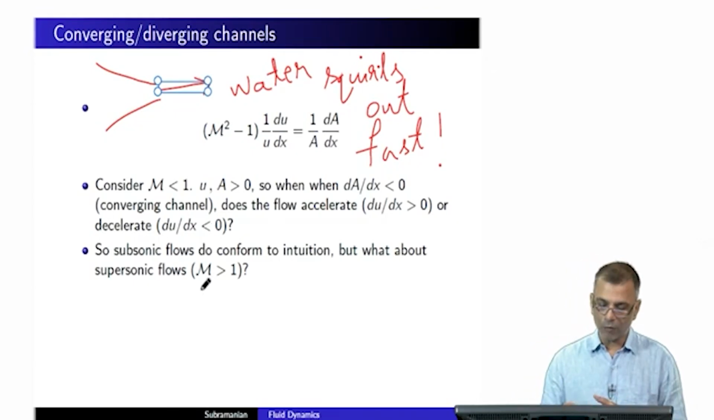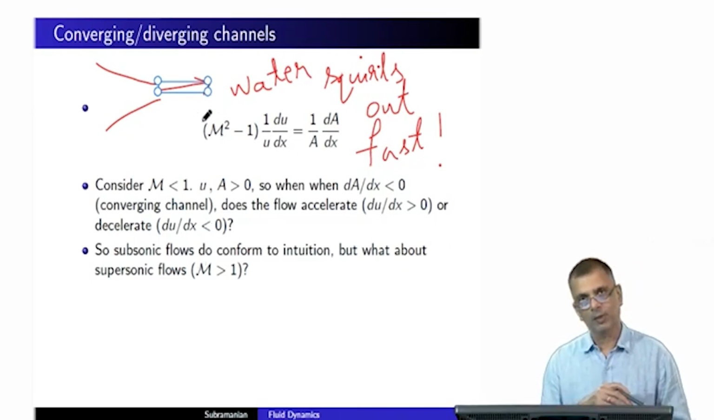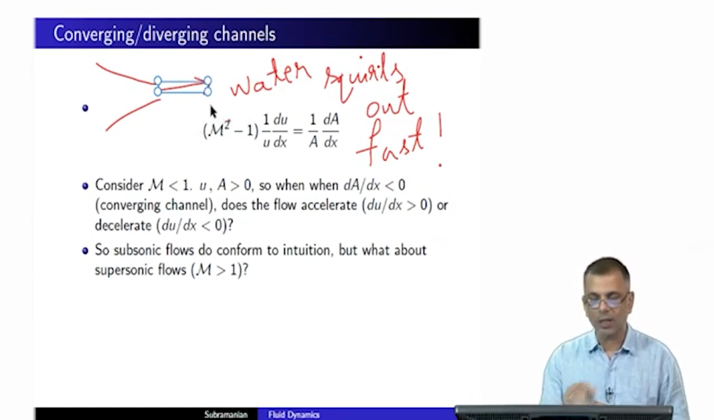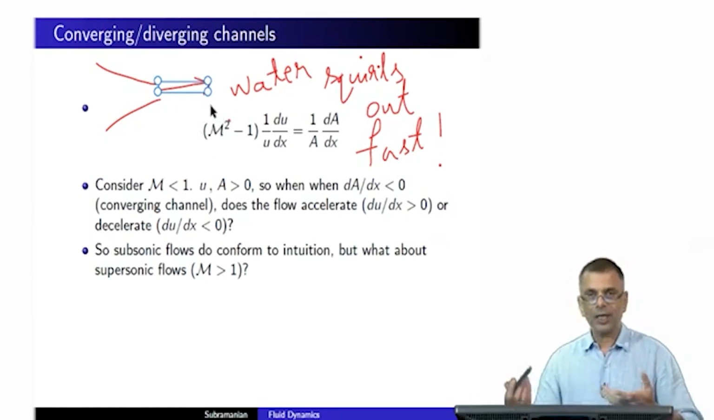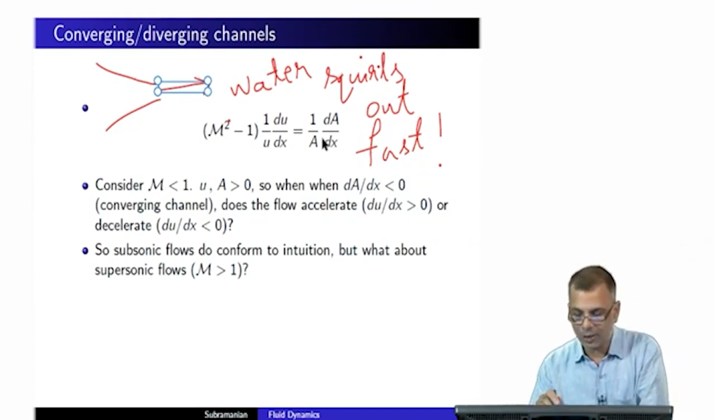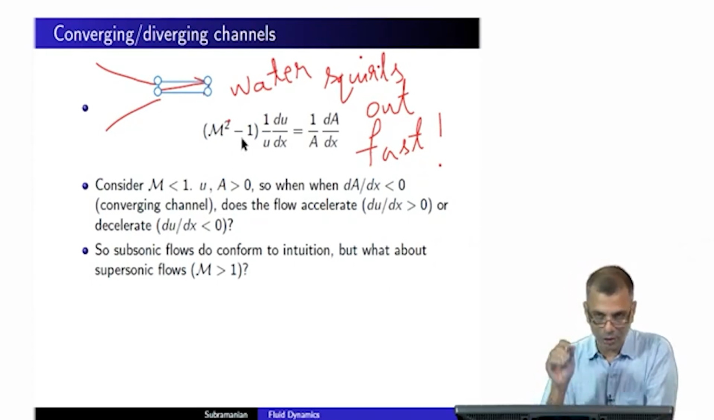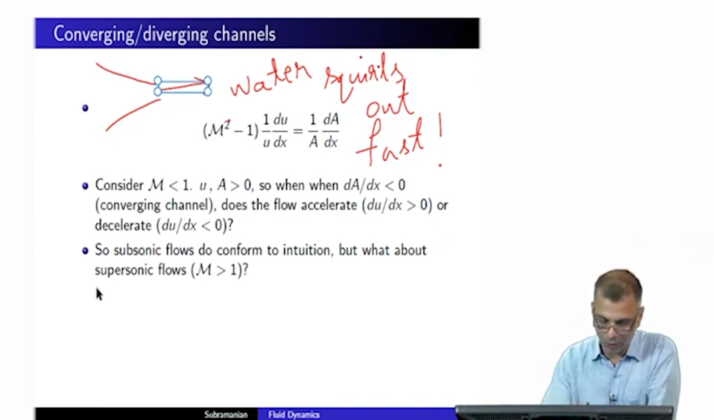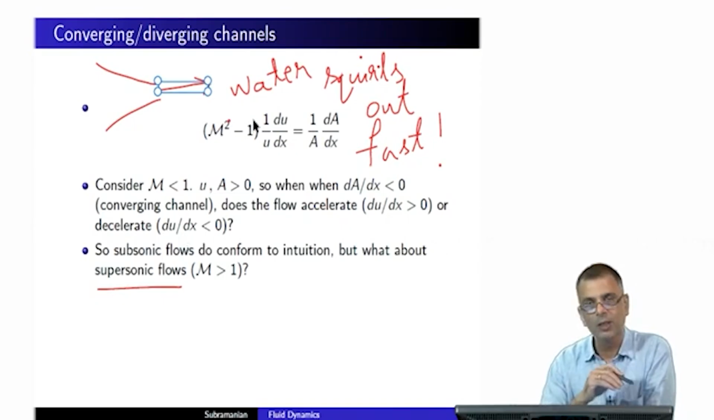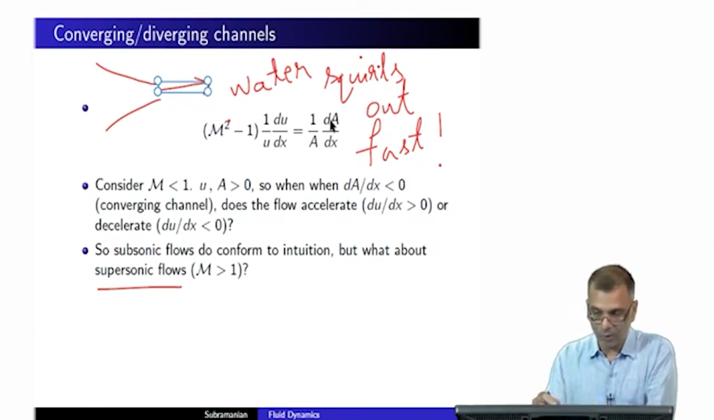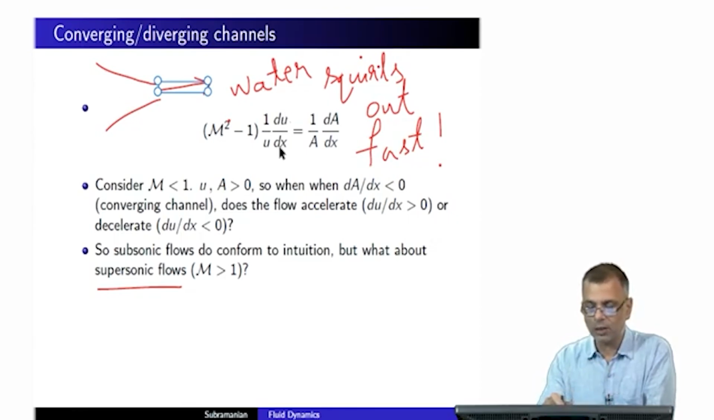But what if the Mach number is larger than 1? What about supersonic flows? In that case, M squared minus 1 is larger than 0, and the entire thing gets reversed. Now we are talking about supersonic flows, so this quantity is always positive. Once this is positive, if dA/dx is negative, then du/dx is also negative. It's forced to be negative. If it's a converging flow, du/dx is forced to be negative.